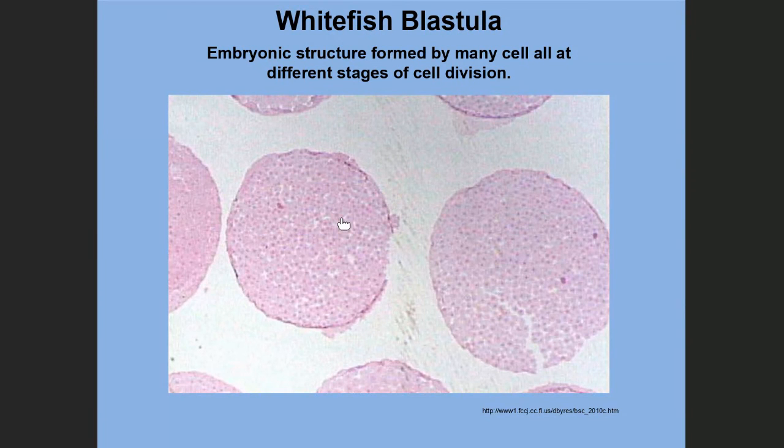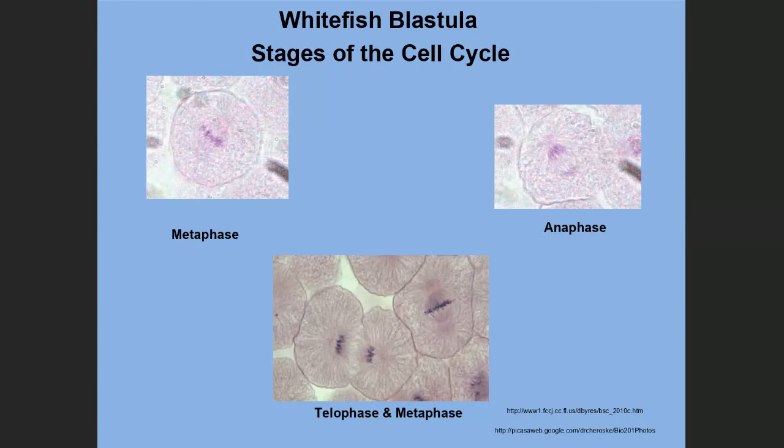Each of these blastulas is an embryo formed by many cells at different stages of cell division. Next I'm going to show you a picture at a higher magnification that focuses on a few cells that make up this embryo called a blastula. Here's a cell that makes up part of the blastula, but it's in metaphase. Here's another cell that makes up the same blastula, but it's in anaphase.